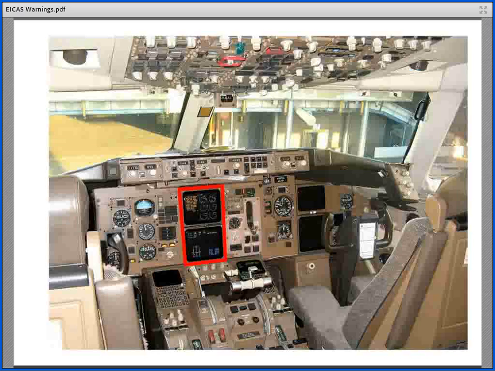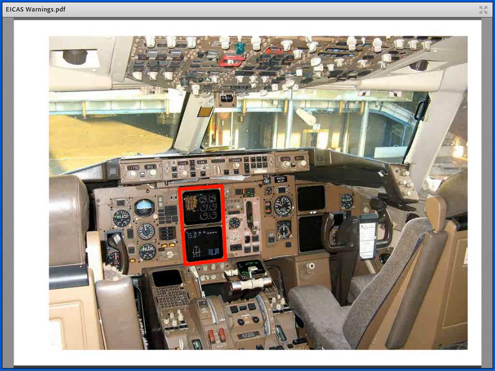Okay, the ICAS system is shown here at the center. It's located in the center of the instrument panel, so it's clearly viewable by both pilots. And those are the two screens we're concerned with. We're particularly concerned with the upper screen. And also on the glare shield, roughly around the pilot's eye line, we have the attention getters as shown in the red circles.